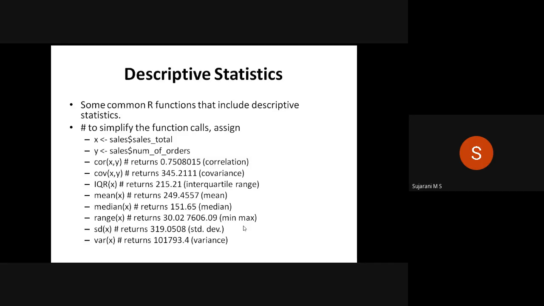The first function we use is cor of x, y, that means correlation of x and y. x contains the sales total and y contains the number of orders. The function returns the correlation of x and y, and its value is 0.757. Suppose you want to find the covariance, we can use the function cov of x, y.